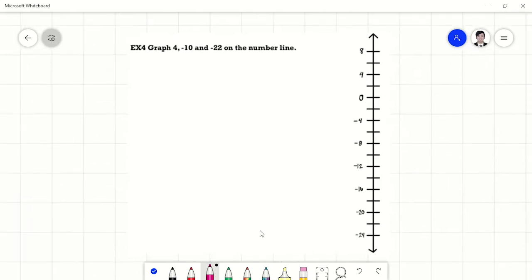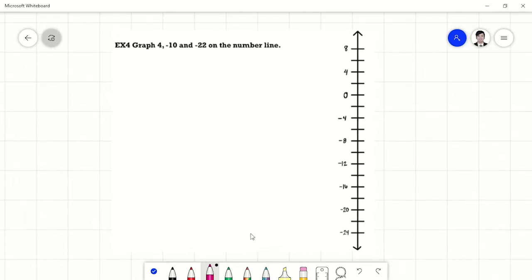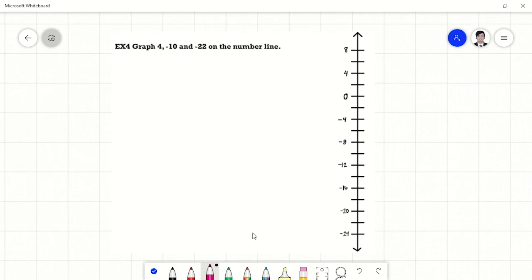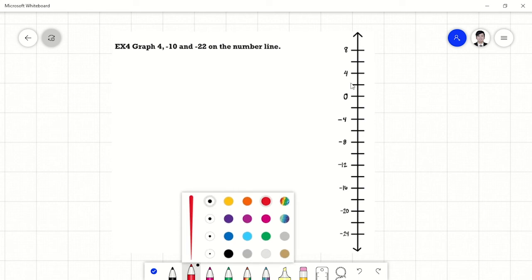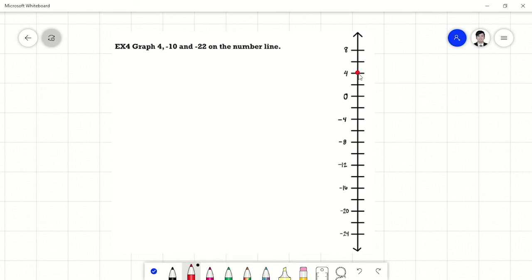Let us have our last example. Graph 4, -10, and 22 on the number line. So 4 is already here, so no need. You can use a point, place it on top of its location. Next would be -10, but there's no -10 here. And there are some intervals with no labels. So you need to figure out first the scale.